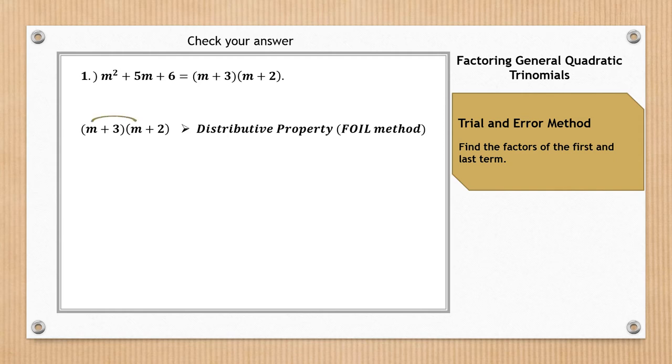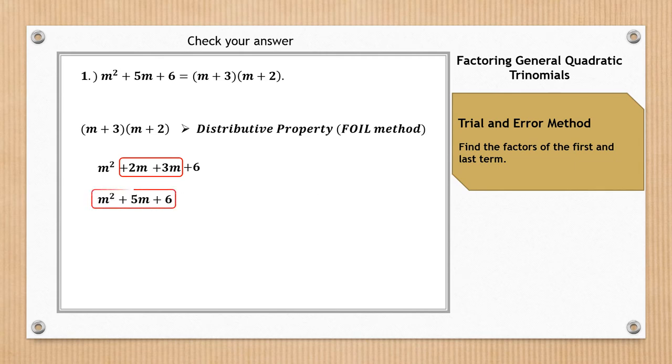So, m times m, FOIL, that is m squared. Next, m times 2, that is plus 2m. 3 times m, that is 3m. And last, positive 3 times positive 2, that is equal to 6. Okay, then you add the like terms. That is 2m plus 3m, that is equal to 5m.